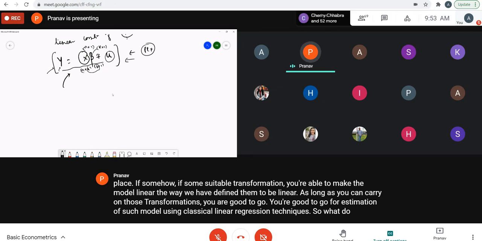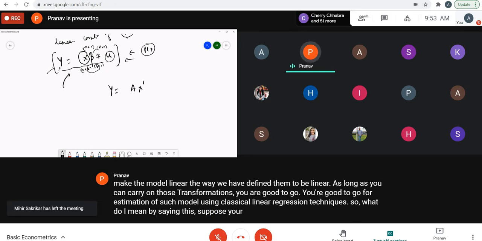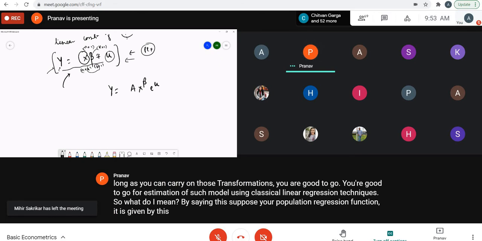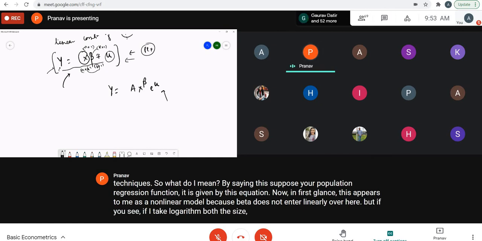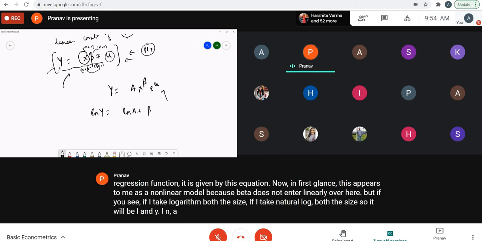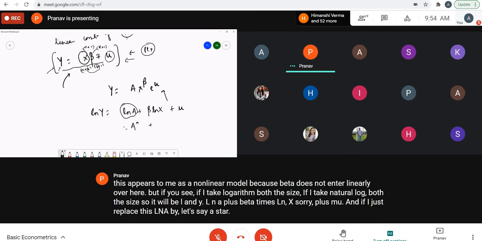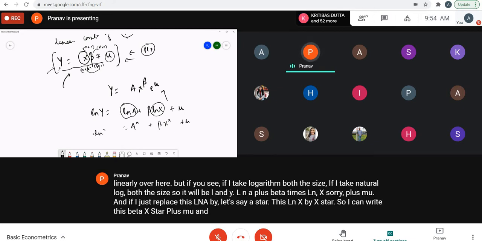So what do I mean by saying this? Suppose your population regression function is given by this equation. Now, at first glance, this appears to be a non-linear model because beta does not enter linearly over here. But if I take the natural logarithm on both sides, it will be ln y equals ln a plus beta times ln x, plus mu. And if I replace ln a by, let's say, a star, ln x by x star, and ln y by y star, I can write this as y star equals a star plus beta x star plus mu.